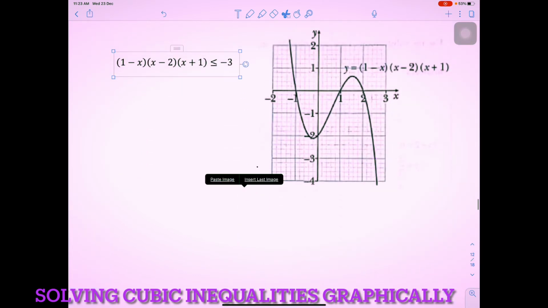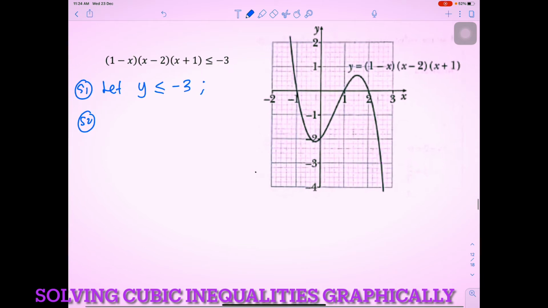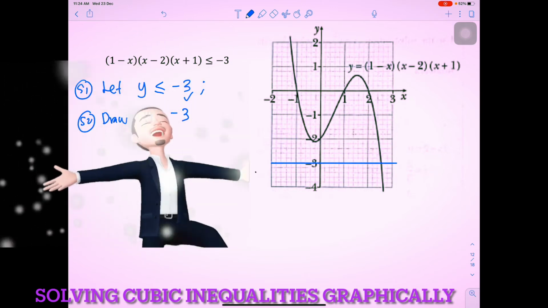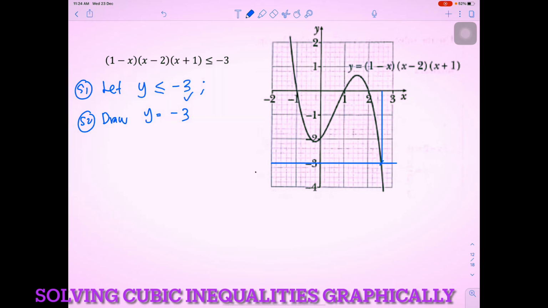Okay, so this is the question. First, what we do is let y be less than or equal to negative 3. This is step 1, and then step 2: draw the line y equals negative 3. So we draw here y equals negative 3, and then identify the intersection point. From here we know, to be accurate, the value of x here is 2.5.